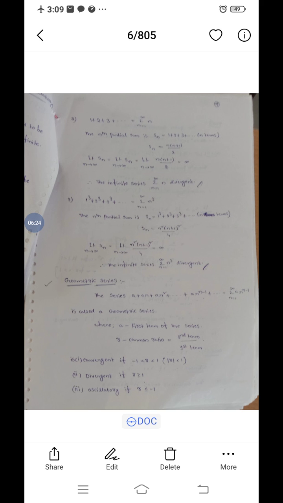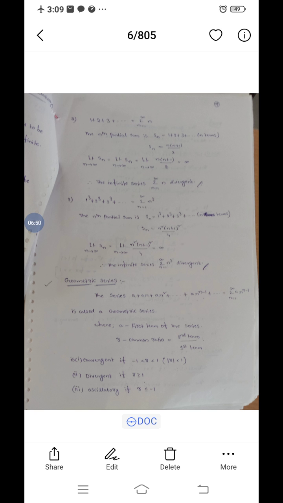Next, see the second example: 1 plus 2 plus 3 and so on. What is the series representation? Summation n equal to 1 to infinity of an. First of all we have to consider the nth partial sum. So Sn is equal to 1 plus 2 plus 3 and so on, like this n terms. The sum of the first n terms is n into n plus 1 by 2.